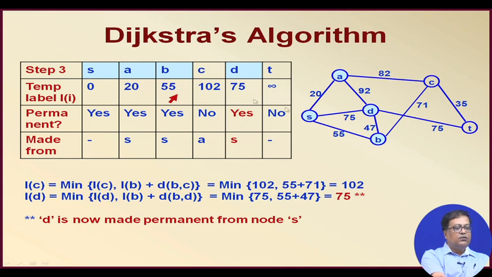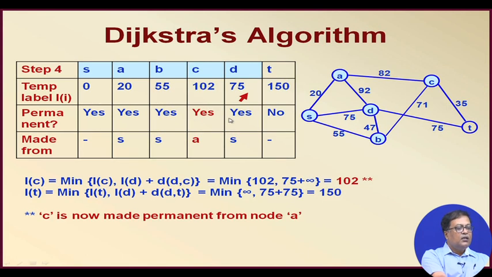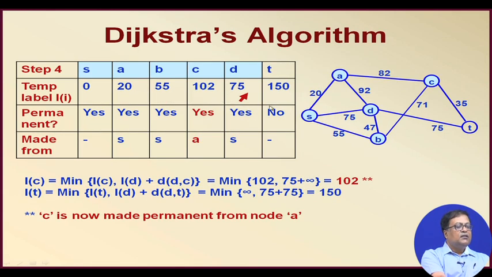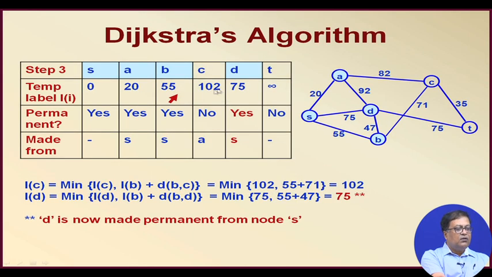So, now which one is lowest? D. So, D should be made permanent now. At this round we have made D also a permanent node, right. After D is made permanent, we again calculate at D, you see we can compute T as 150 and C we do not change. So, out of 102 and 150, since 75 is also there, not permanent.